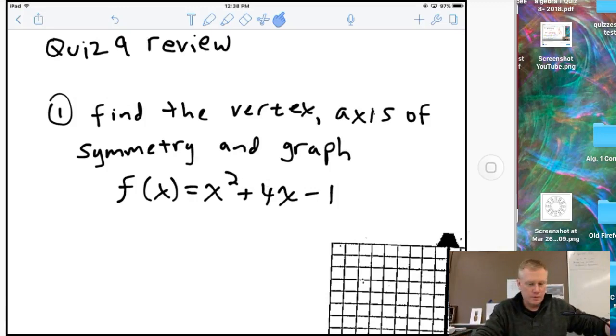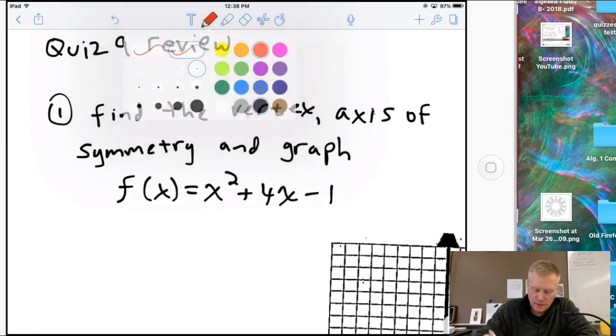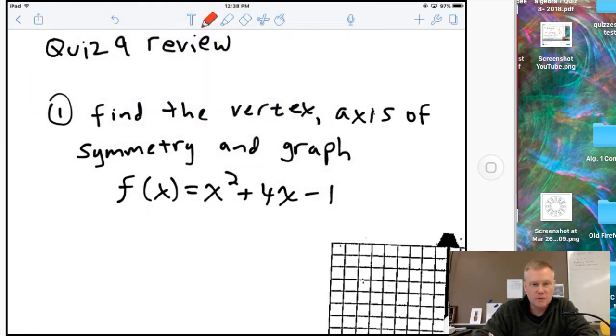Today we're going to be doing a review for quiz 9, Algebra 1, and the first problem is this. Find the vertex, the axis of symmetry, and then graph the equation f of x equals x squared plus 4x minus 1.